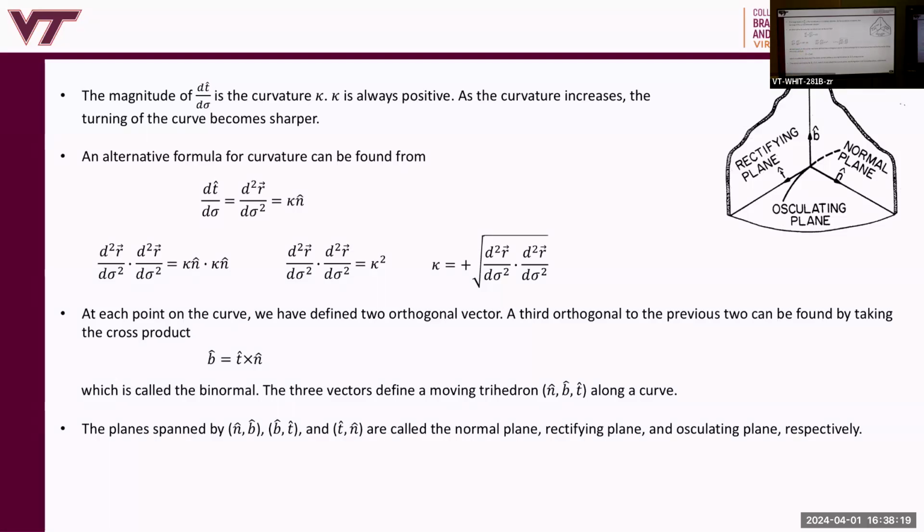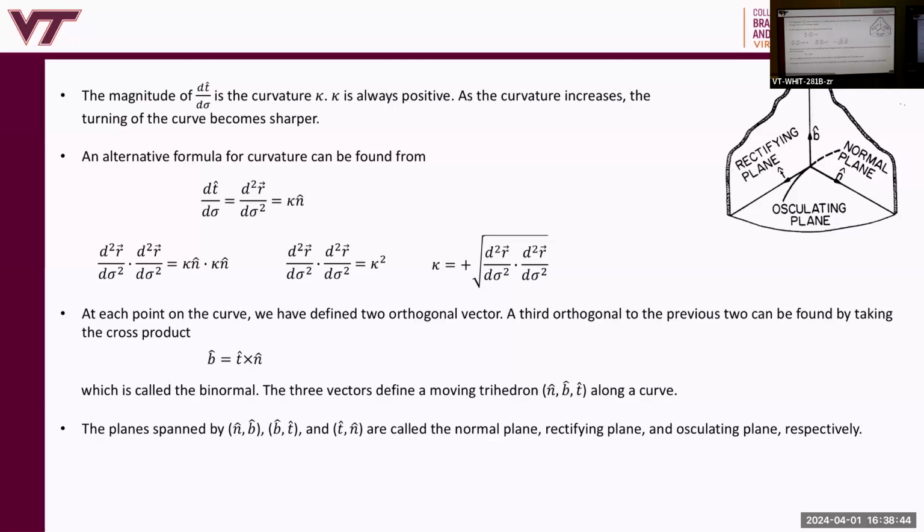If we factor out the kappa, then we have n dotted with n, which is equal to 1. We get this expression. Then kappa can be explicitly found using the derivatives of the position vector rather than the derivative of the tangent vector. The curvature, the scalar part of it, is the magnitude of the acceleration vector, or dt d sigma.